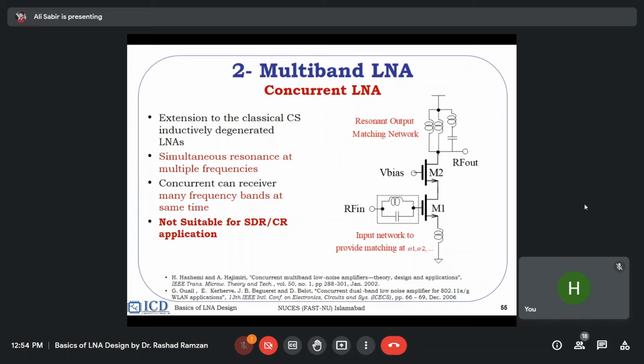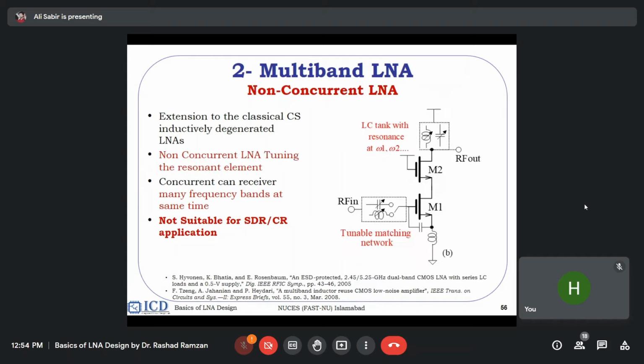So if you want, there are references at the bottom. I will share the slides and you can see these references and go into the details.